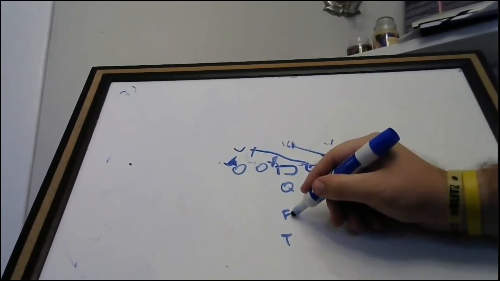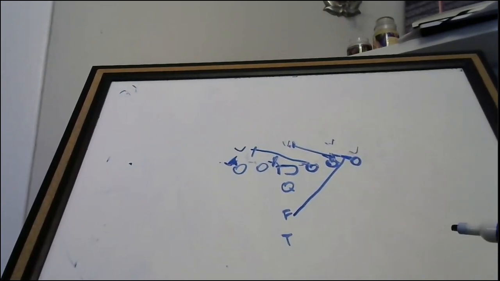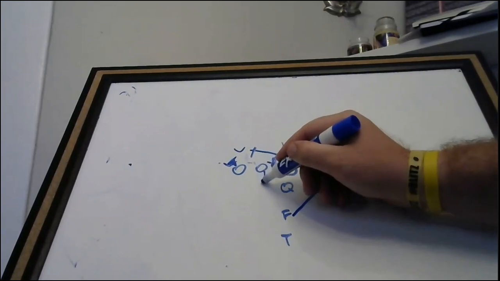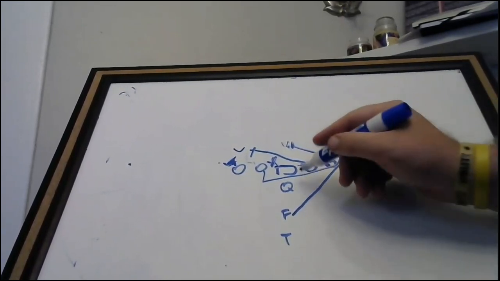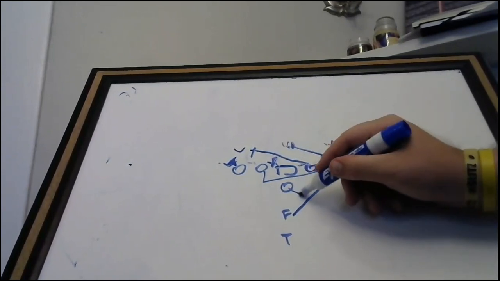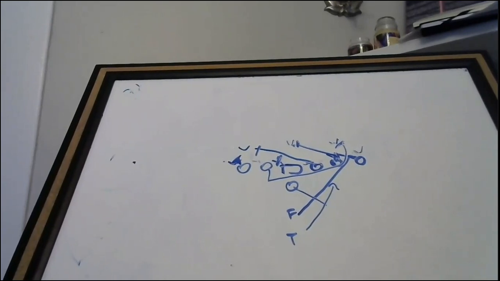Now, with the fullback in the game, he's going to pull up and kick out that end man on the line of scrimmage. His backside guard is wrapping, and he's now your lead blocker into the hole. He's going to kick, he's going to fill, and there we go. Okay.